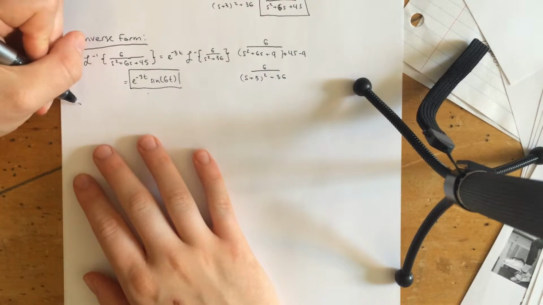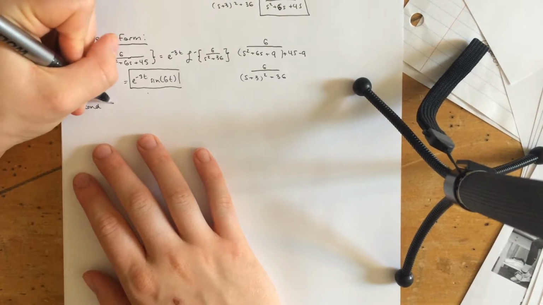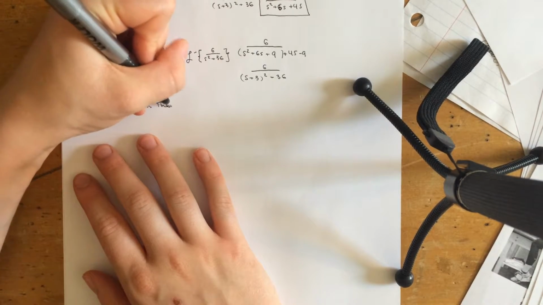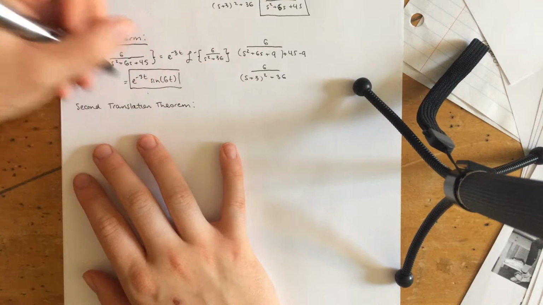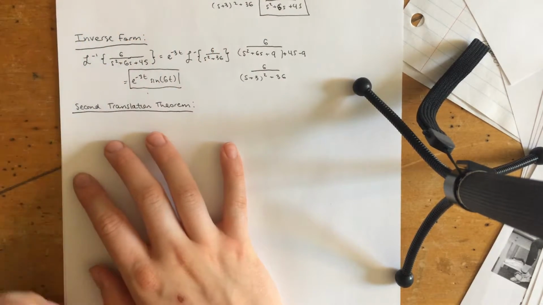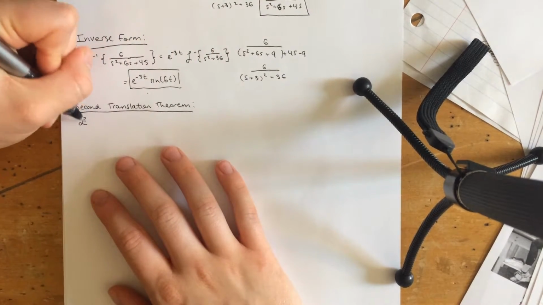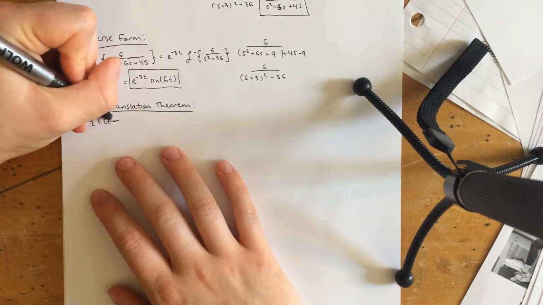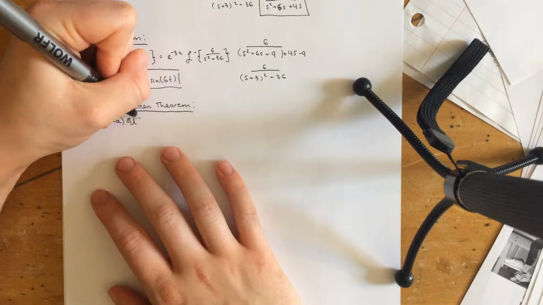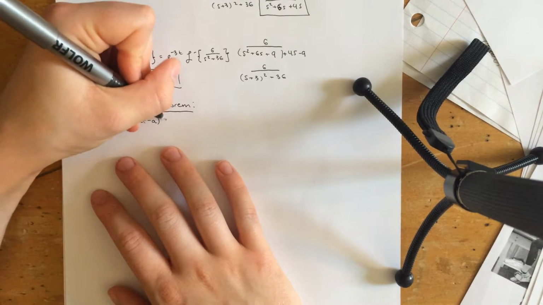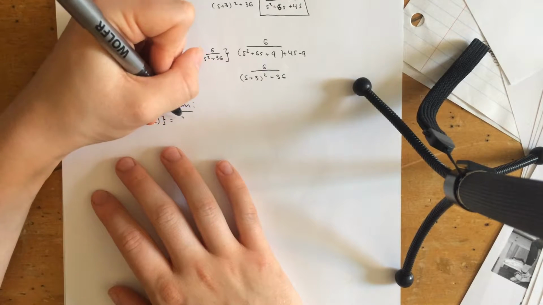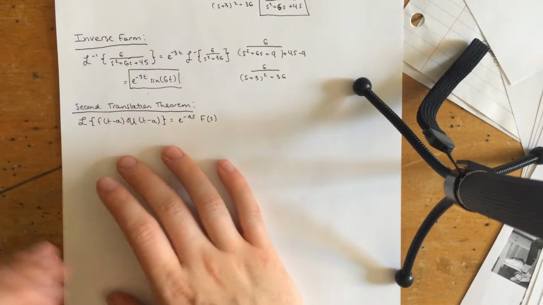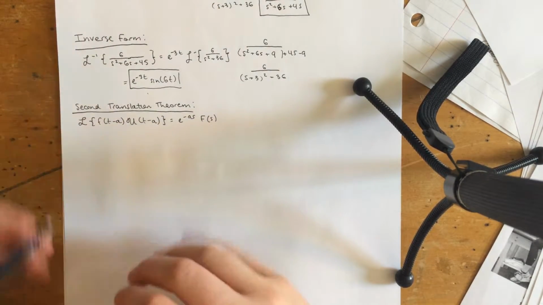Now we're going to talk about the second translation theorem. Okay, and that states the Laplace transform of f of t minus a, u of t minus a, where u is the Heaviside function, equals e to the negative as times the Laplace transform of f at s.